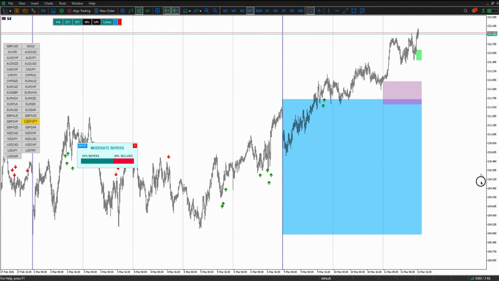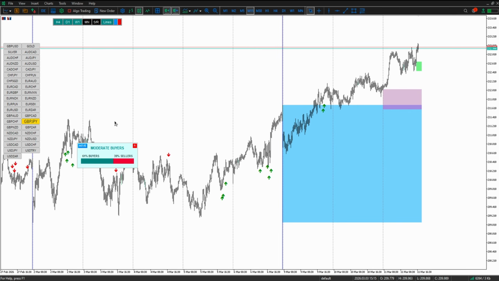You can see GBPJPY also the same thing. Market has moved away from the weekly tradable zone, giving those swing setups, and it is continuously making the climb. But here, this one says moderate buyers. All right.